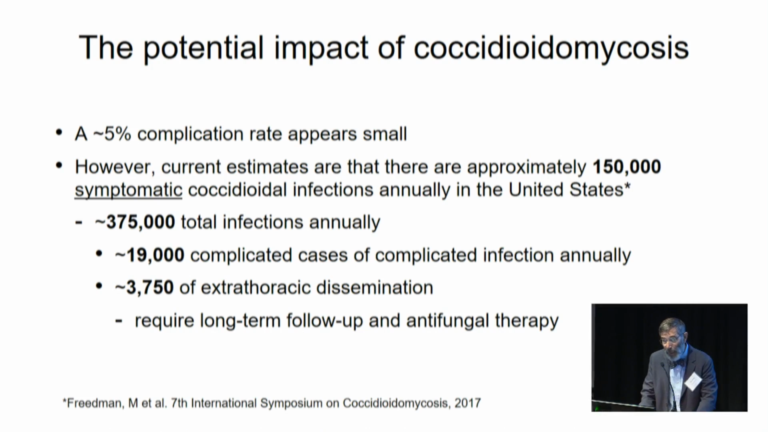In this abstract from the international meeting we had at Stanford in 2017, a group of collaborators suggested that the number is much higher, that it's 150,000 symptomatic infections a year. That would give us 375,000 infections, and then you can see the numbers. There might be 19,000 complicated cases and 3,700 disseminations, and we might not be picking those up.